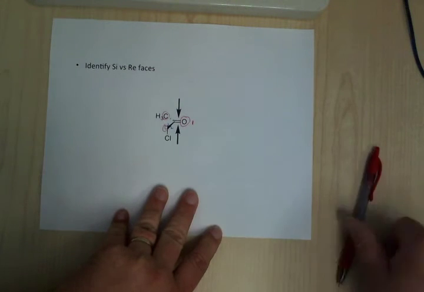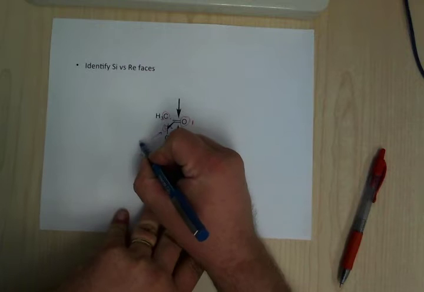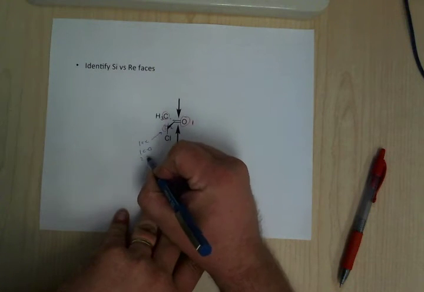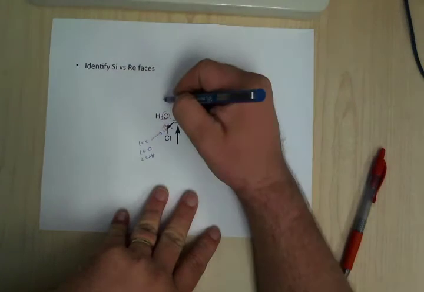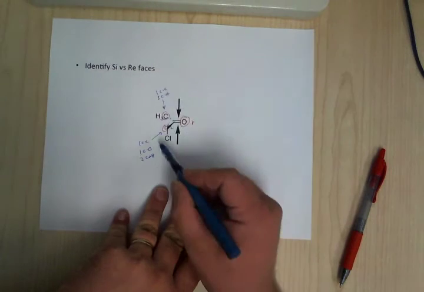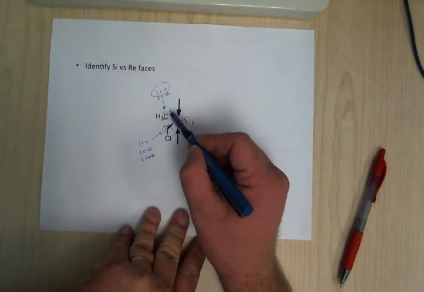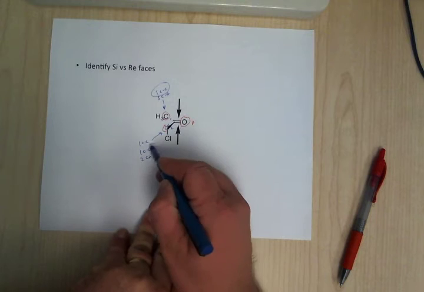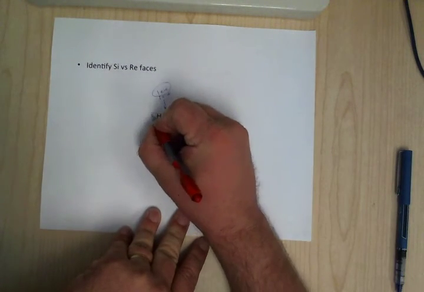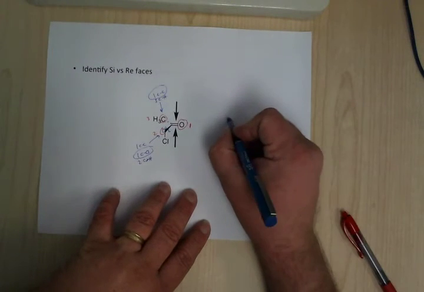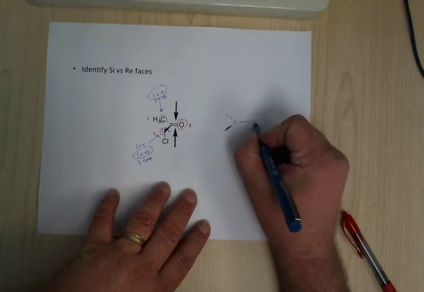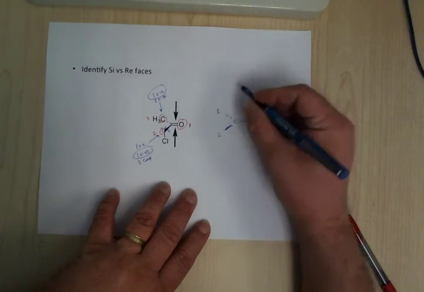This CH2 here has 1 carbon-carbon bond, 1 carbon-chlorine and 2 carbon-hydrogen. This guy here also has 1 carbon-carbon bond, but it has 3 carbon-hydrogens. So the heaviest bond on this one is carbon-chlorine, so this is going to be a higher priority. So this is going to be 2, this is going to be 3. So 1 is over here, 2 is out here, 3 is here.